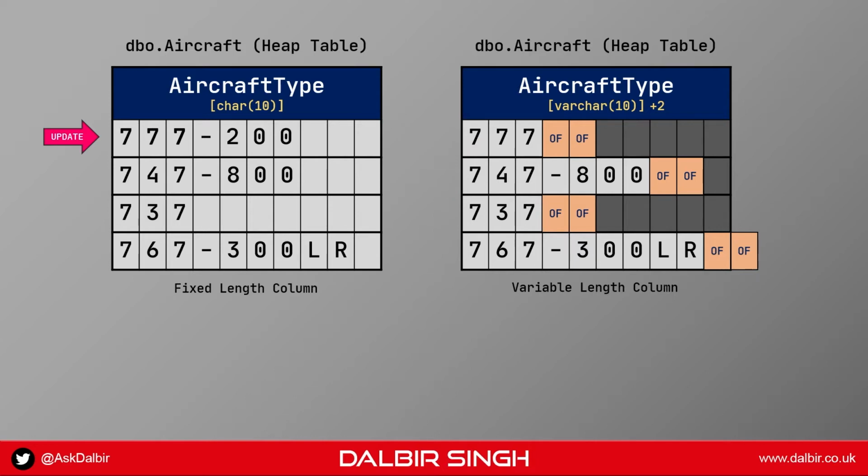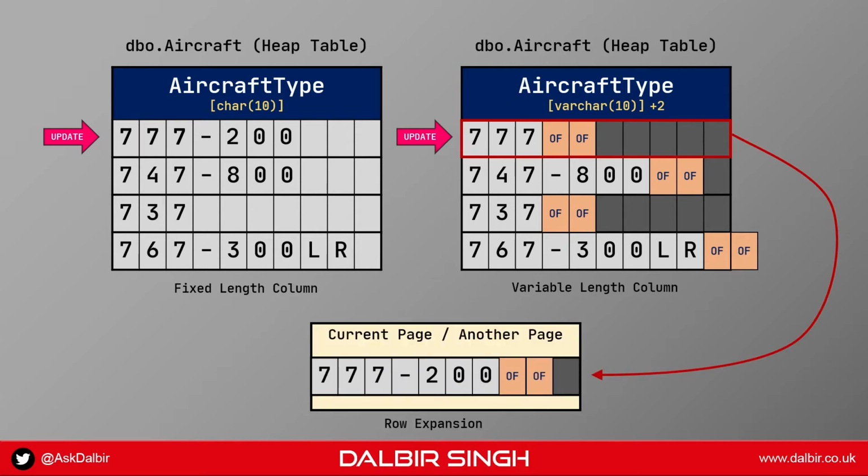Well, if we continue with this update, a row expansion will occur, and effectively this moves the row into another location on the current page where the row can be expanded so that we can accommodate the larger string. And not forgetting the 2 offset bytes, of course. Now, if there's not enough room on the current page, the row will go effectively off page, which is just another way of saying it goes onto another page.